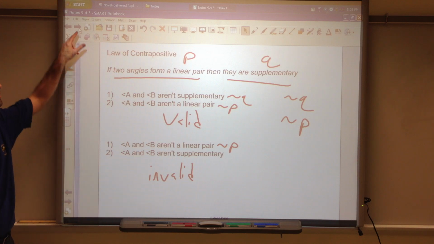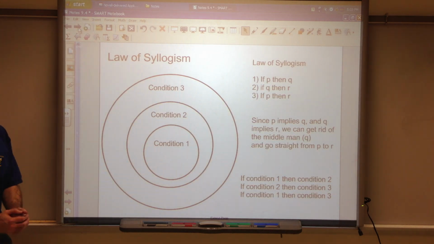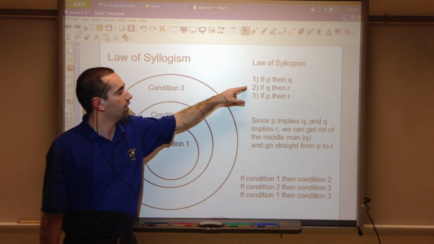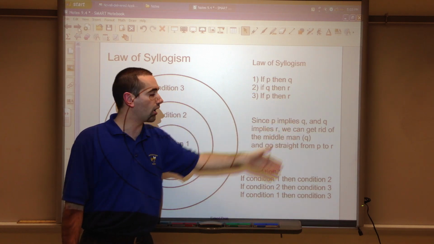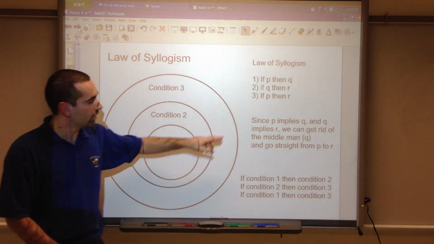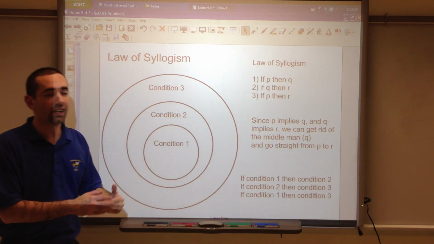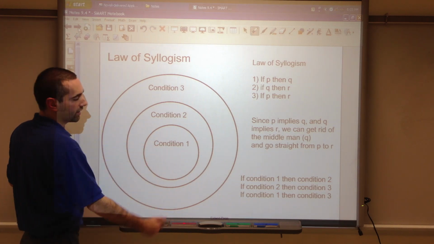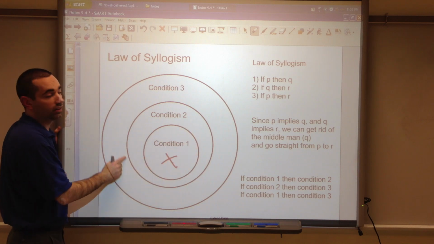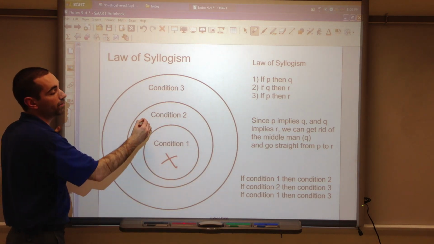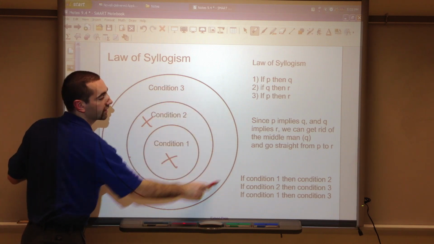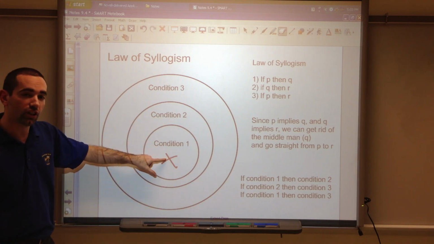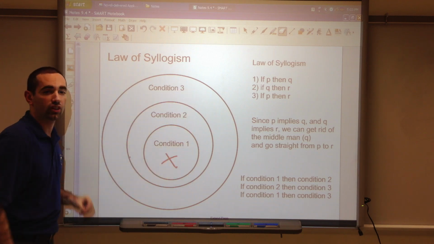Let's look at our last law. Law of syllogism. Law of syllogism is a little bit more complicated. If P then Q, if Q then R, you can go straight from P to R. So let's look at this. If P implies Q and Q implies R, we can get rid of the middleman Q and go straight from P to R. Because think about it. If I'm in the condition 1 circle, I'm clearly in the condition 2 circle. If I'm in the condition 2 circle, I'm clearly in the condition 3 circle. So I can just jump. If I'm in condition 1, I'm clearly in the condition 3 circle.